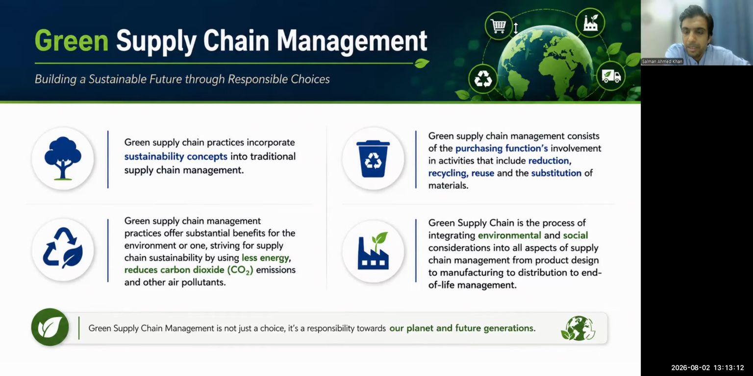Green supply chain management consists of the purchase function's involvement in activities that include reduction, recycling, reuse, and substitution of material. So, in short, green supply chain management is the process of integrating environmental and social considerations into all aspects of supply chain management, from product design to manufacturing to distribution to end-of-life management, an end-to-end process, and then reusing it for remanufacturing.